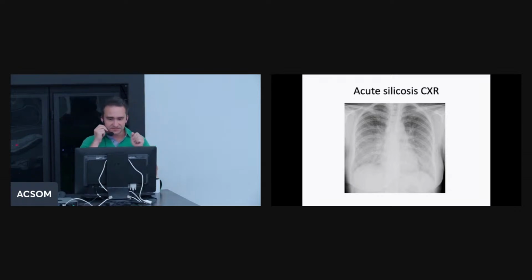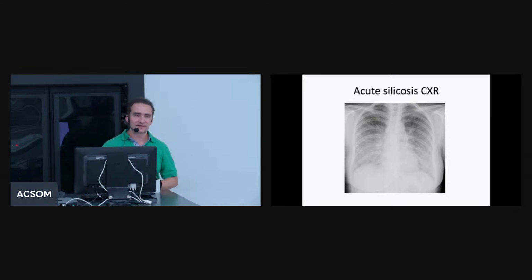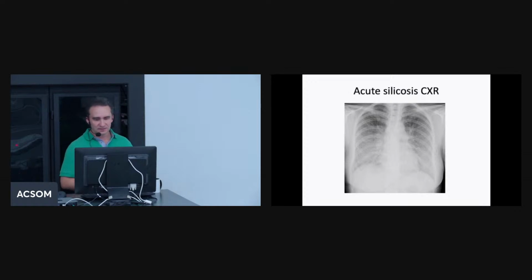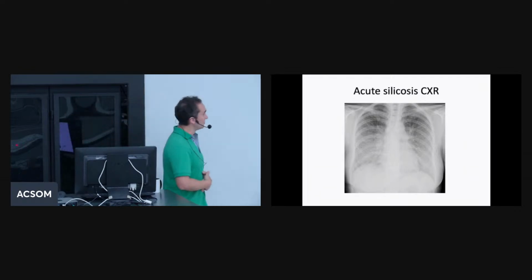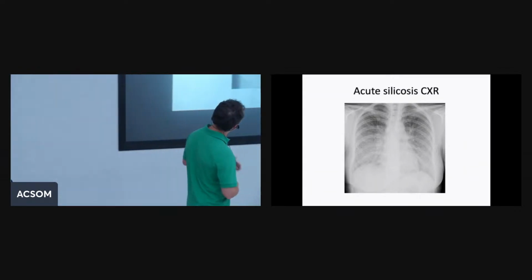That's how it looks on the chest X-ray. Again, this is not specific, right? That's how it may look, but if a patient comes with this chest X-ray, it doesn't mean it's silicosis if there is no exposure history. You see bilateral reticular opacities. They're not super dense. You can see a little bit of ground glass. There's no effusion.